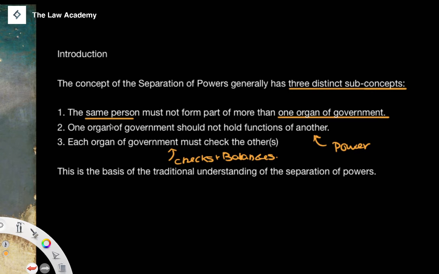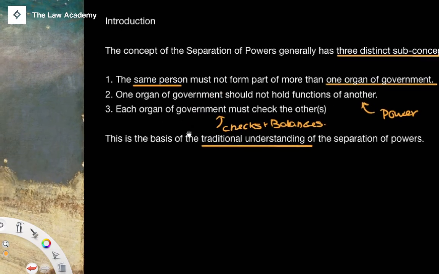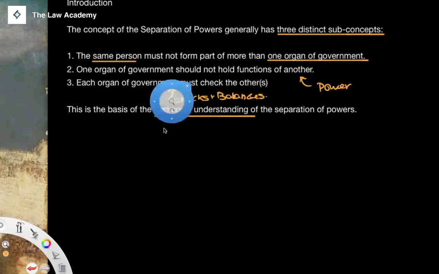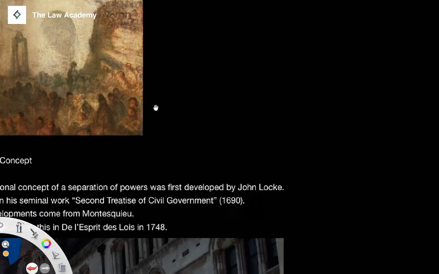And this is the traditional understanding of the separation of powers. And we're going to find out in the next few lessons to what extent the United Kingdom's constitution, and the sort of constitutional regime that we exist under in the United Kingdom, to what extent this kind of concept really applies here. Because there are arguments on each side, of course, there always is.